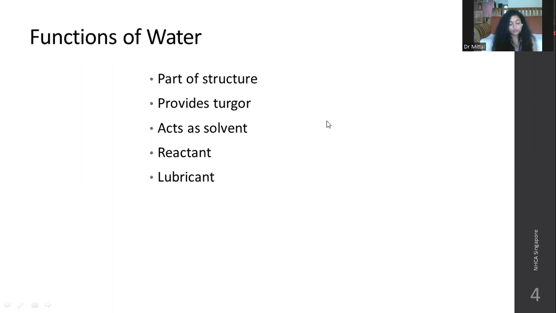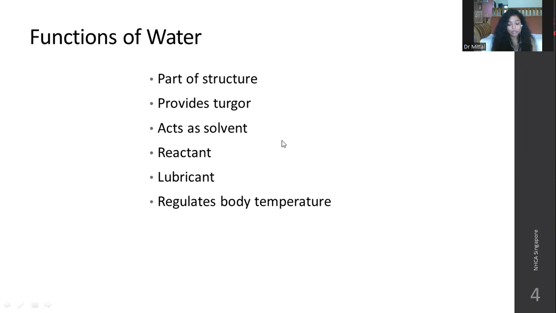Lubricant. For example, take saliva. If you see the composition of saliva, 99% of saliva is made up of water. Just a small percentage is the enzyme salivary amylase and other electrolytes. So it's a good lubricant. It lubricates the surrounding area wherever it is present. For example, the synovial fluid which you find in the joints: a major chunk of it is just water. Cerebrospinal fluid, which surrounds your brain and the spinal cord, is mostly water. So it acts as a good lubricant.